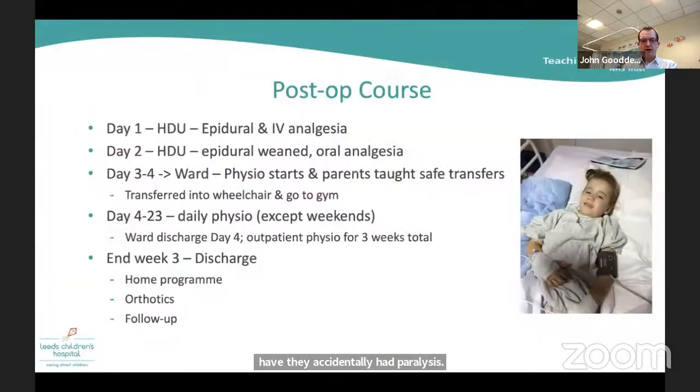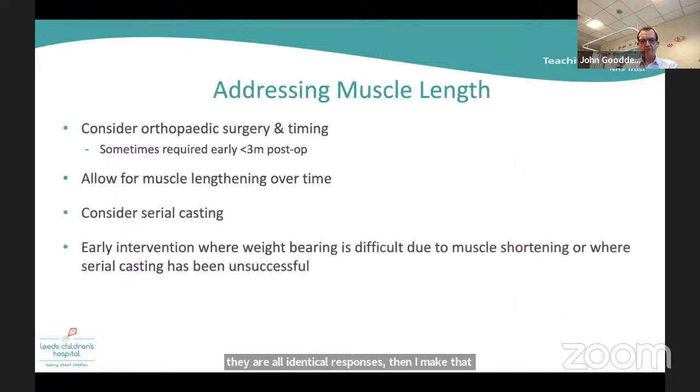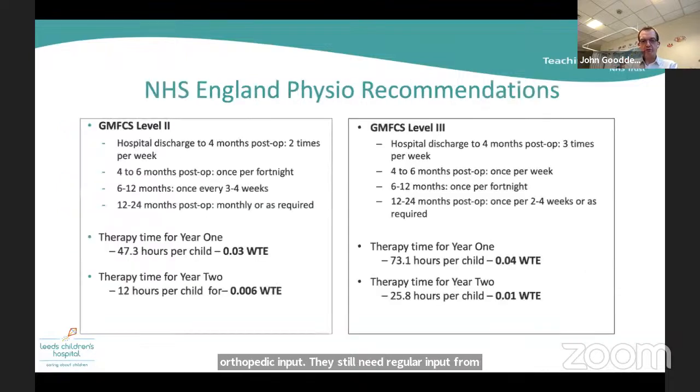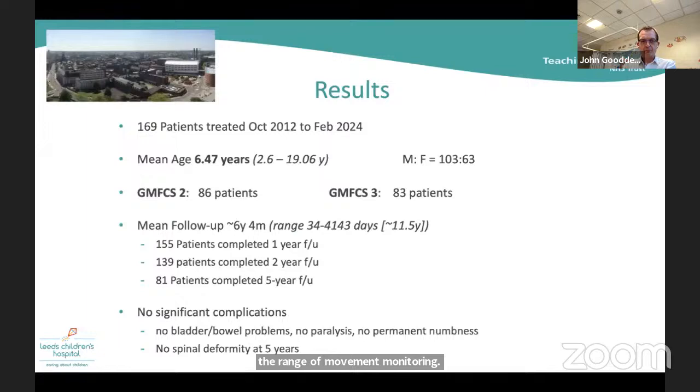So they go back to HDU or the ward with an epidural, and then they have the physio like I've described. We have to think about they will still need some orthopedic input. They still need regular input from physiotherapy. They may need casting. They still need the range of movement monitoring. We've got physio recommendations from NHS England that we give them.